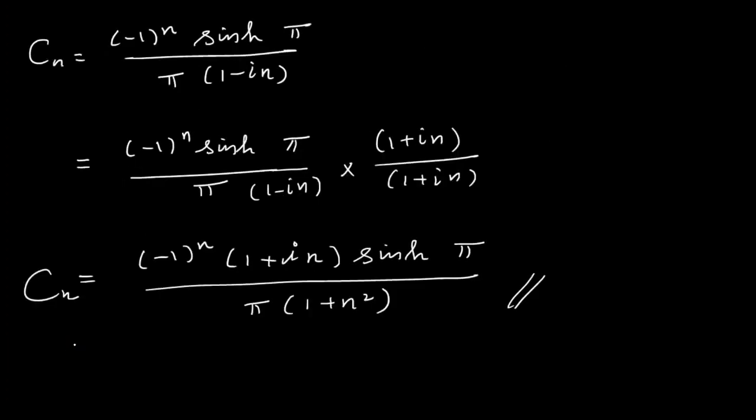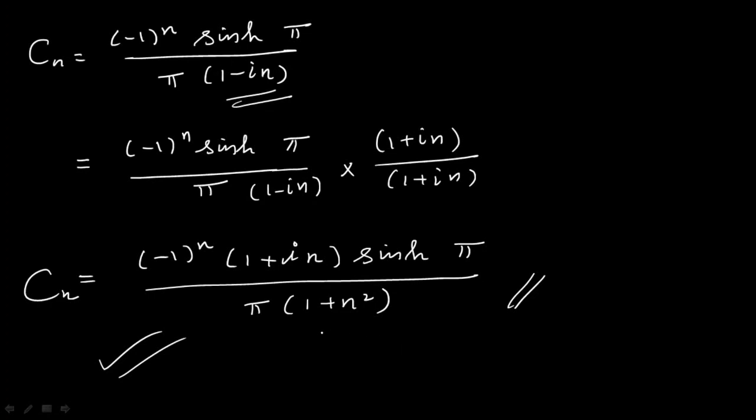Substituting in f(x) gives you the complex form of the Fourier series of the given function f(x) = e^x. Okay, so listen carefully. Here the denominator consists of 1 - in. If the denominator is a complex number, as usual you have to convert it into a real number. For that you have to multiply both numerator and denominator by its conjugate. So what is the conjugate of 1 - in? 1 + in. You just multiply both sides.